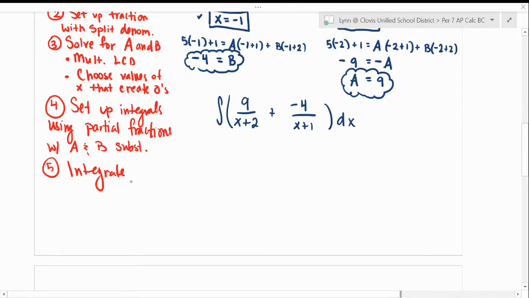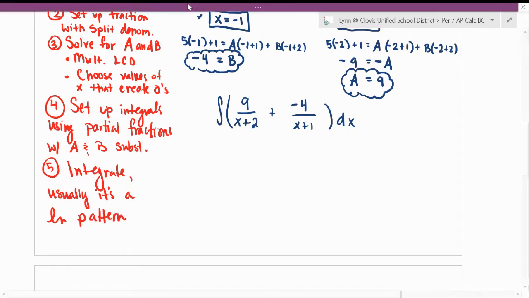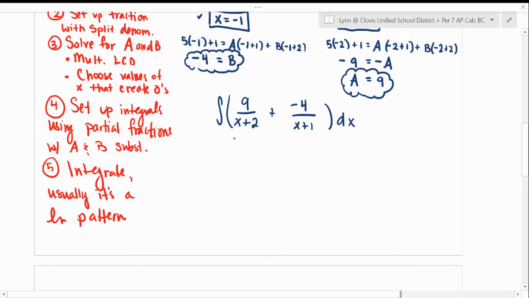Okay, so we're going to integrate, and then usually it's a natural log pattern. Not every time, because there is that whole quadratic repeating factor component. Okay, so I'm going to split up my integral and pull my coefficients out. So I have 9 times the integral of 1 over x plus 2, and then minus 4 times the integral of 1 over x plus 1, and then dx.